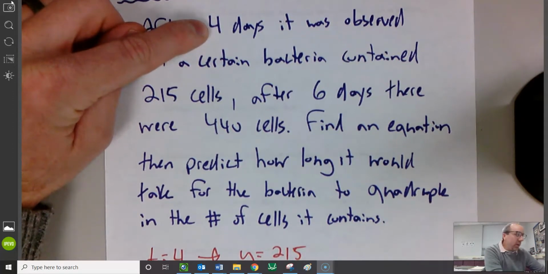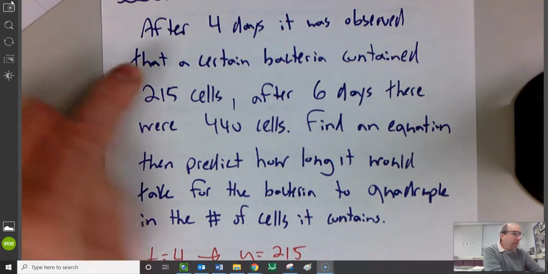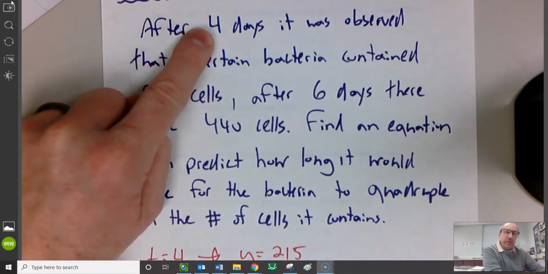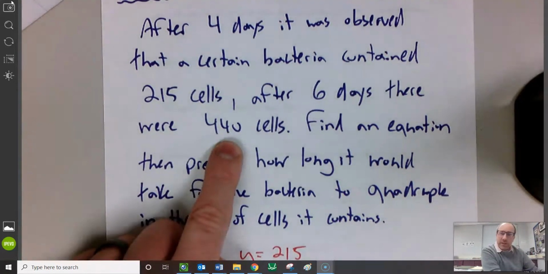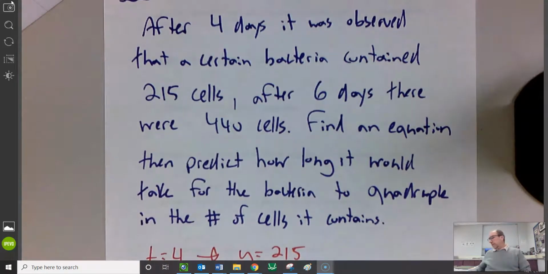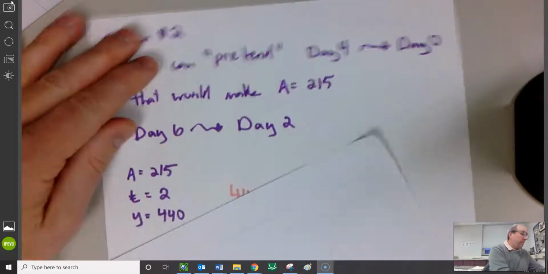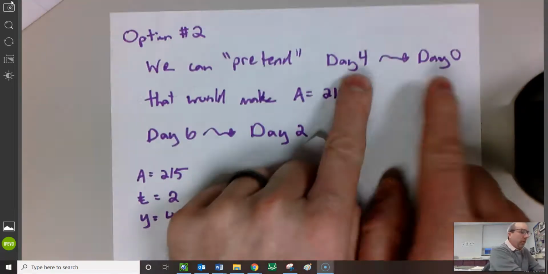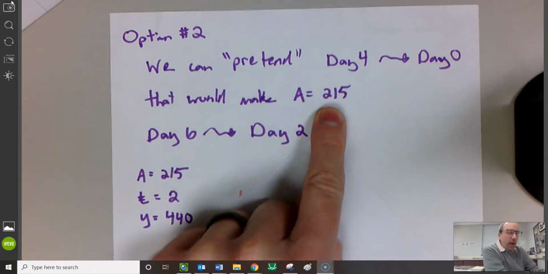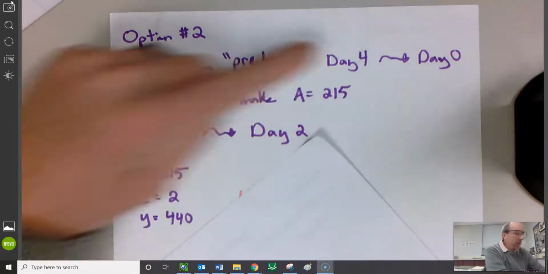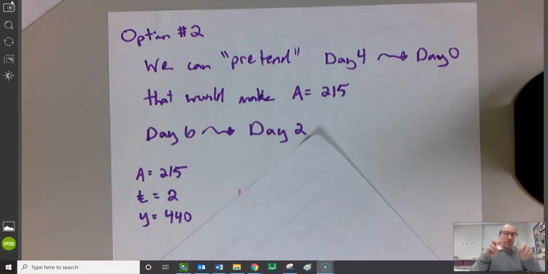Pretend that thing is day 0. And in that case, there would be 215 cells to begin with. And then 2 days later, if this was day 4, if I go to day 6, 2 days later, there are now 440 cells. So let's think about that for a second. We can say day 4 is actually day 0. That would make the initial amount 215. And then if we're talking day 6, from day 4 to day 6, 2 days have passed. So it's really like it's day 2, and I'm doing quotes here, day 2.